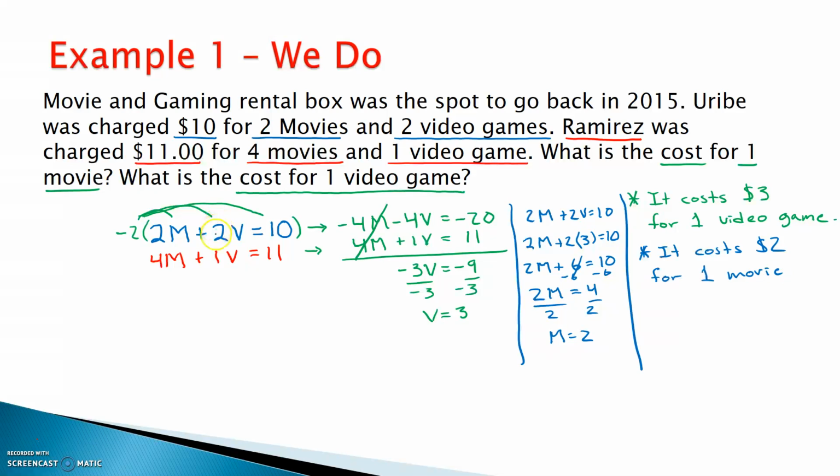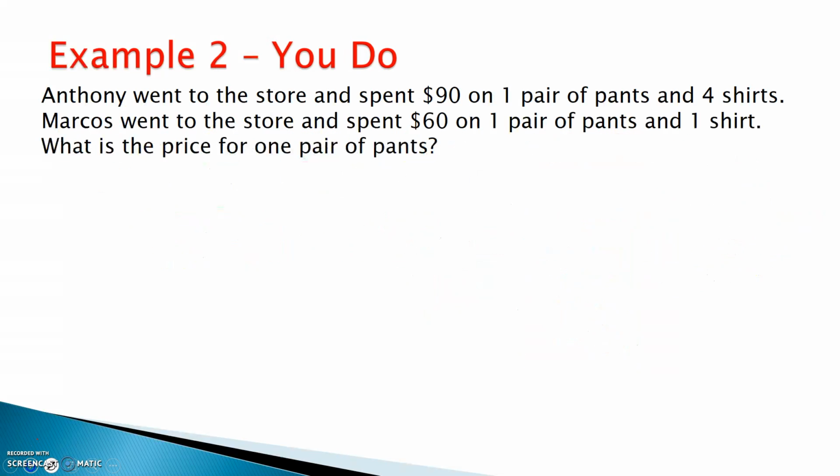Number one is, can you actually go ahead and write the system? Number two is, do you understand what the variables stand for, and can you please give me that sentence? So again, v was standing for video games, so it costs $3 for one video game. m was standing for movies, so it costs $2 for a movie. Okay, take a second. I want you guys to try this out. When you're ready, hit play and I'll show you guys the solution.